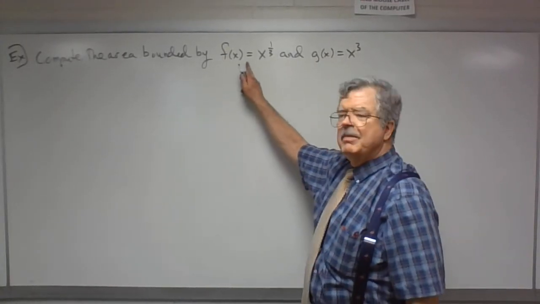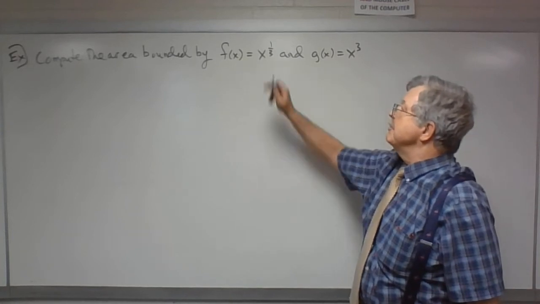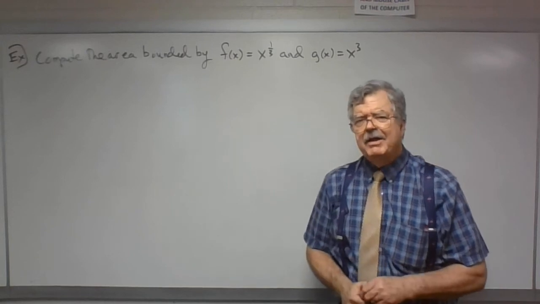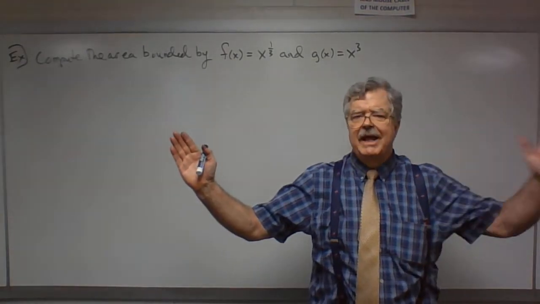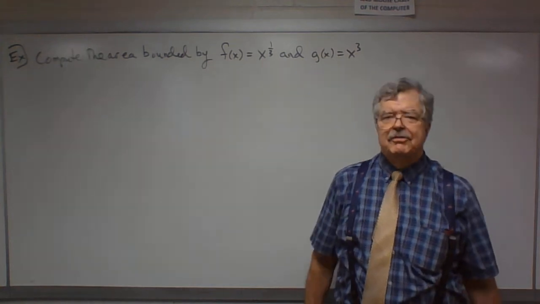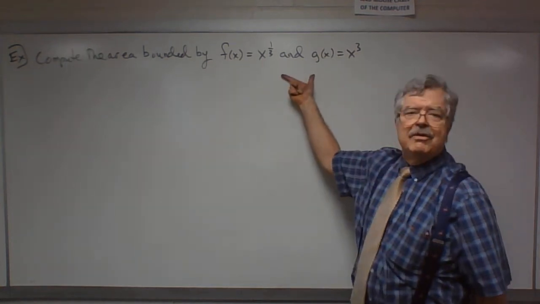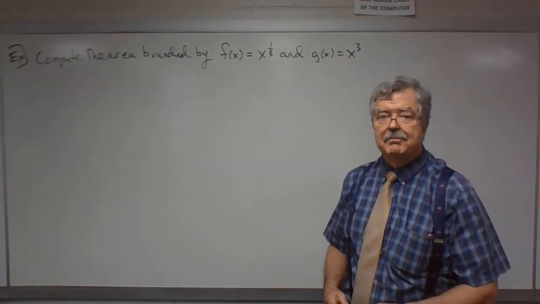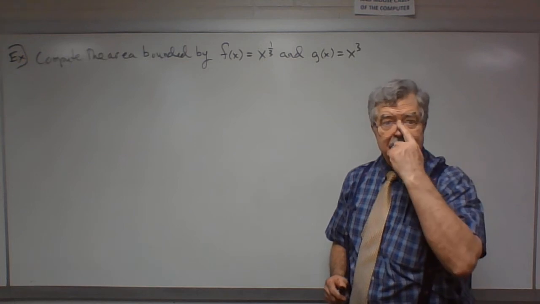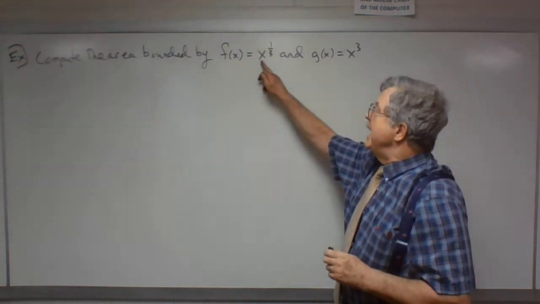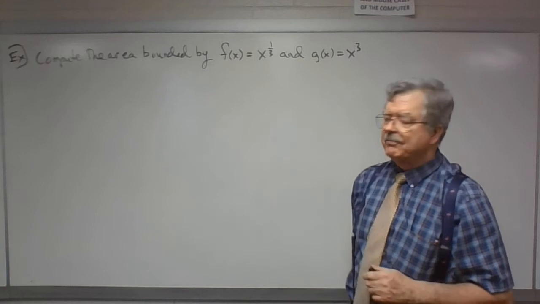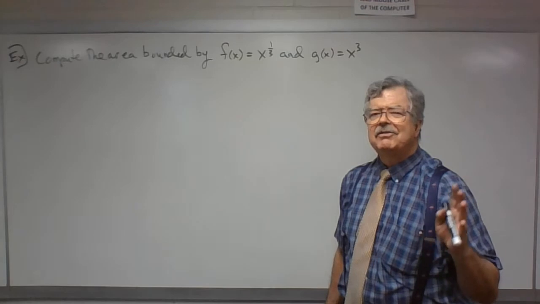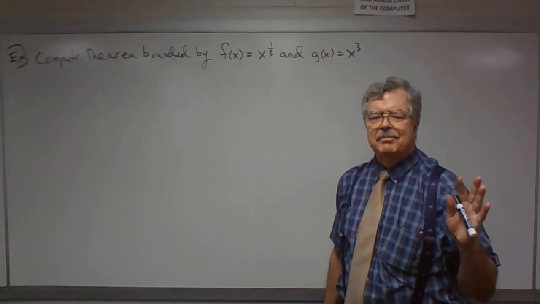Compute the area bounded by the graphs of f of x equals x to the 1/3, g of x equals x cubed, and they don't tell us between x equals this and x equals that. So the presumption is these two graphs determine the bounded region by their points of intersection. And I'll tell you something about x to a power. Essentially, x to the power of any number.